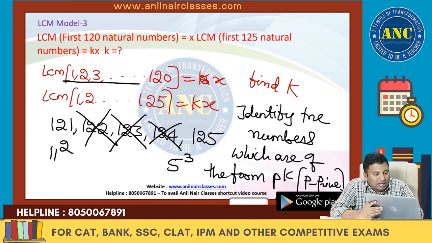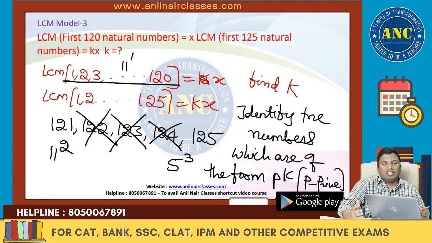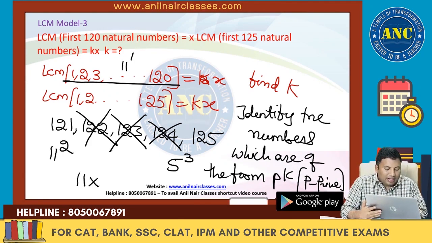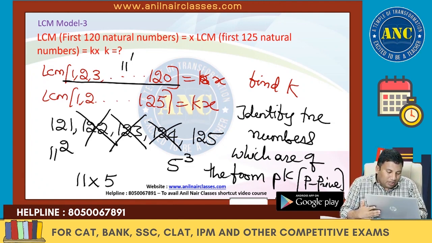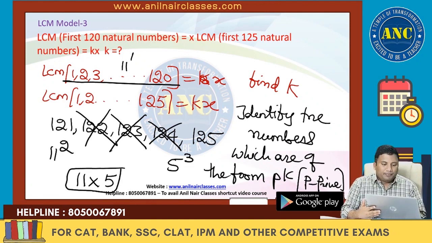What is the highest power of 11 till 120? 11 power 1 is 11. 11 square is 121, so one extra 11 you will get. 5 square is 25, 5 cube is 125. Extra 5 I will get. So the k value is 55.